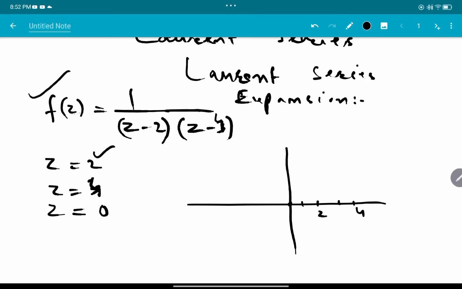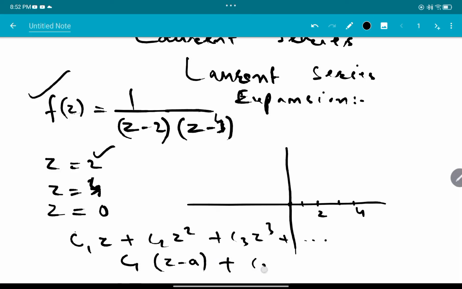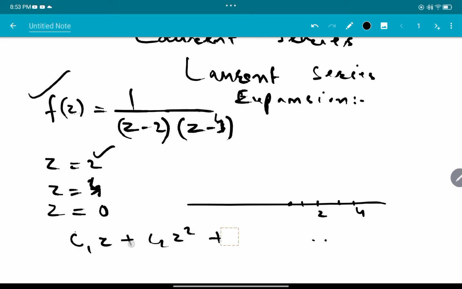About z equal to 0 means that you want this type of series, say c1 z plus c2 z square plus c3 z cube plus and so on. You don't want something like c1 (z minus a) plus c2 (z minus a) square plus and so on. That would be an expansion about a at a different point. A could have been somewhere here or at some other location. We just want this type of expansion, called expansion about the origin, z equal to 0.